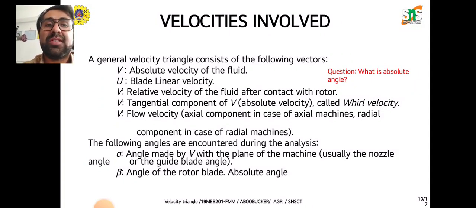The absolute velocity has a tangential component called the whirl velocity, Vw, whereas the velocity of flow, Vf, is the axial component in case of axial machineries. The following angles are encountered during the analysis and drawing of a velocity triangle. Alpha is the angle made by V with the plane of the machine, and beta, as said, is the angle of the rotor blade.